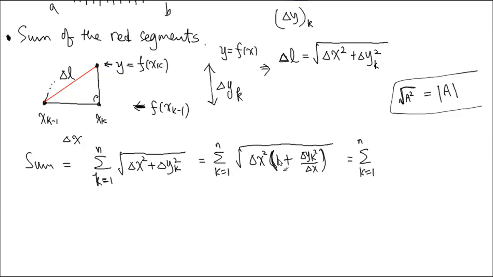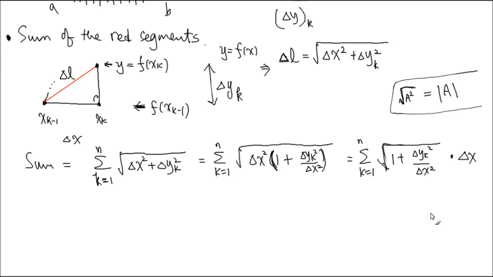So the delta x goes outside like that, and the square root of what's left here is a delta x. I forgot, I factored out delta x squared, so you have to have a delta x squared down there, right? Okay, you can see it. So this is 1 plus, without parentheses, delta yk squared over delta xk squared, and delta x outside, right?